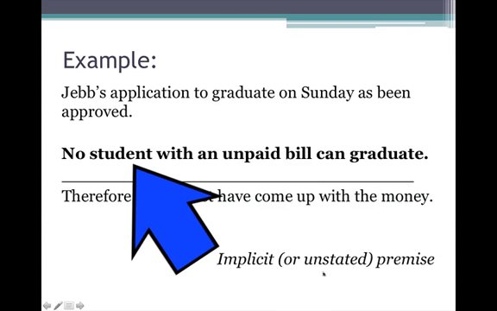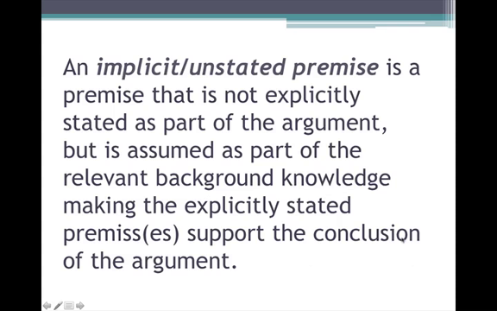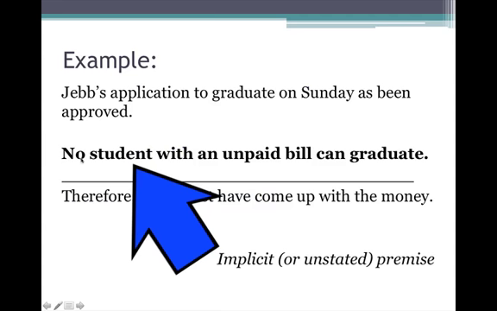Your book tends to use the phrase unstated premise. I'll sometimes use the phrase implicit premise, but they both mean the same thing. An implicit or unstated premise is a premise that is not explicitly stated as part of the argument, but is assumed as part of the relevant background knowledge, making the explicitly stated premise or premises support the conclusion of an argument. So in this case, this piece of information was not explicitly stated, but it was relevant and sensible for your friend to assume that this was part of your background knowledge, so that your friend didn't have to say it. You could figure out this connection all on your own.